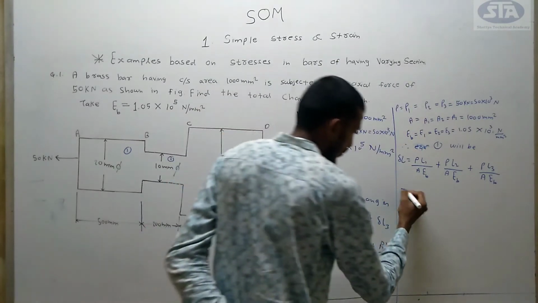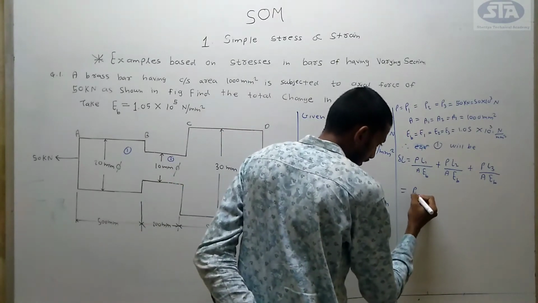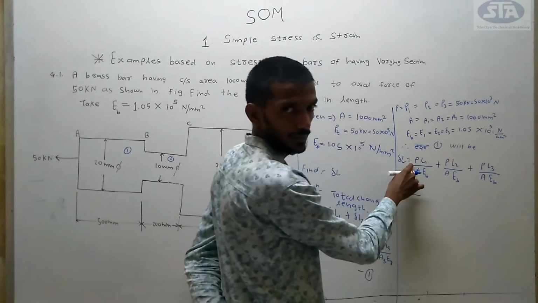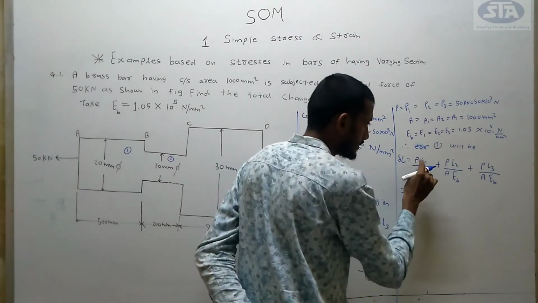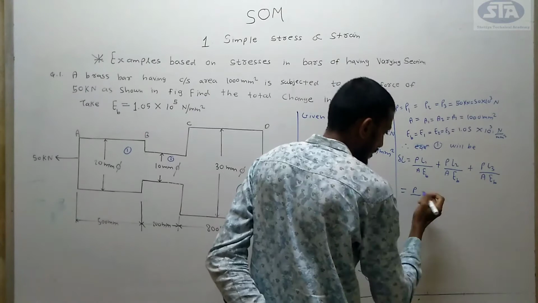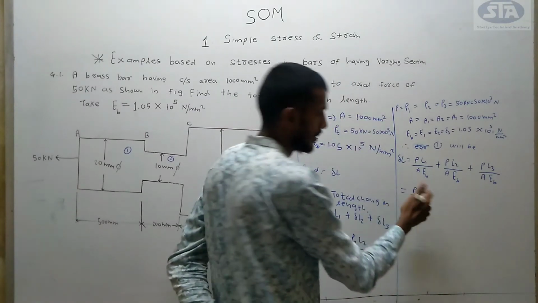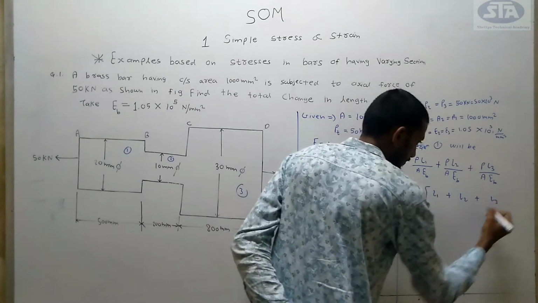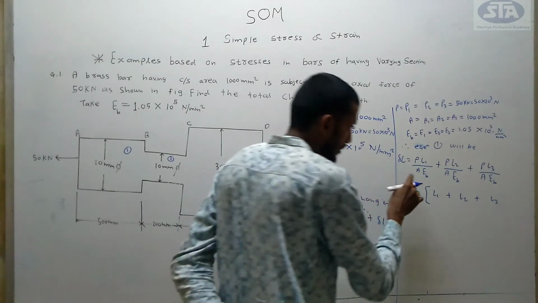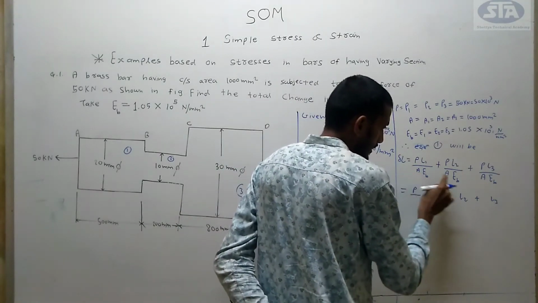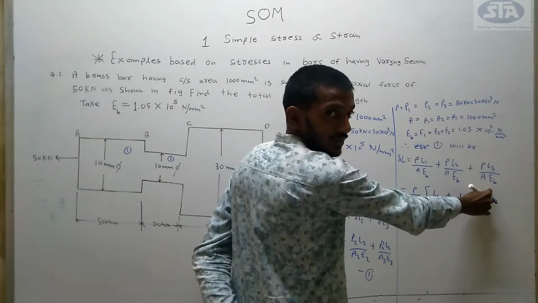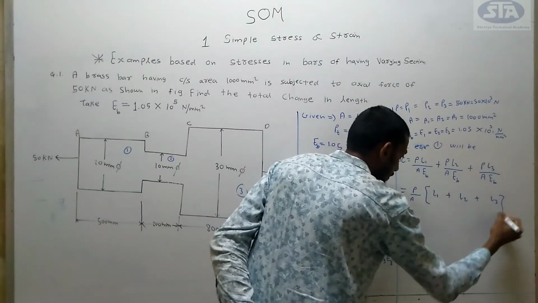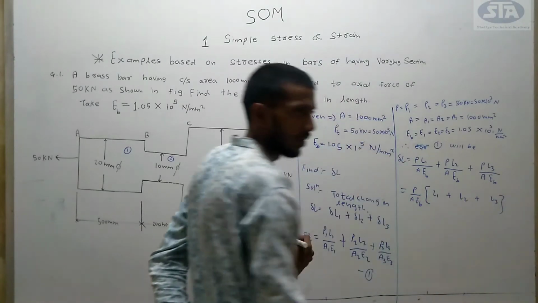Now from the numerator and denominator we can take out some common factors. In the numerator, P is present in the first section, second section, and third section, so I am taking it out. The remaining part inside is L1 plus L2 plus L3 on the numerator side. Now in the denominator, A and E of B are the same throughout, so again I am taking out the common factor, writing A into E of B.